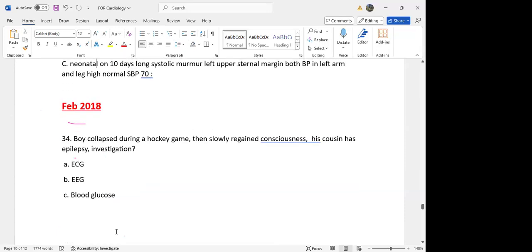A boy collapsed during a hockey game, then slowly regained consciousness. Again, the same thing. During activity, if someone collapses, first think about heart-related problems. We have already told you the differentials: aortic stenosis, HOCM, or long QT.